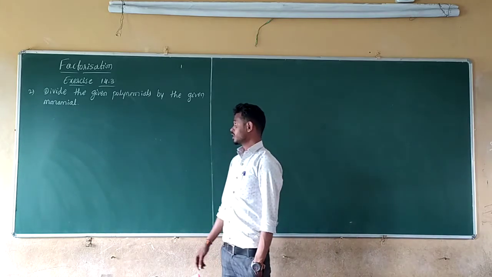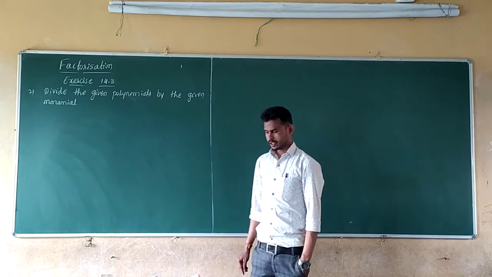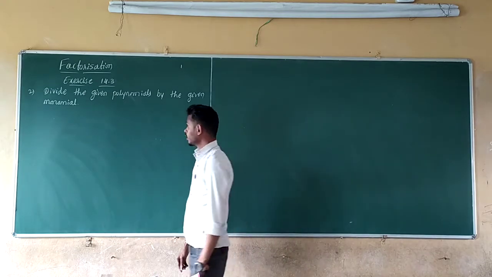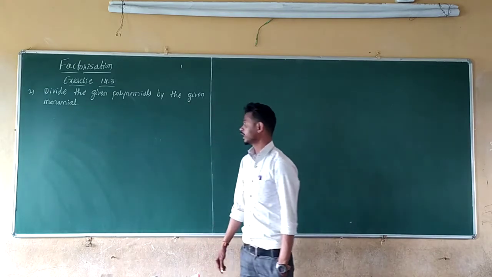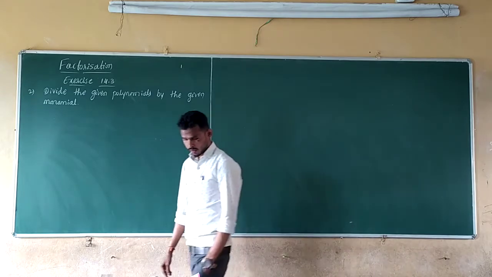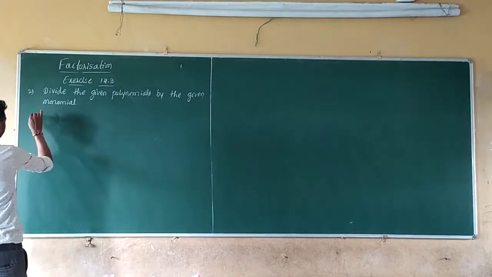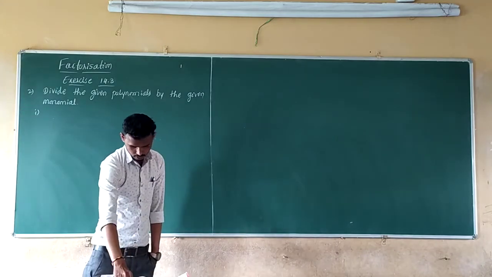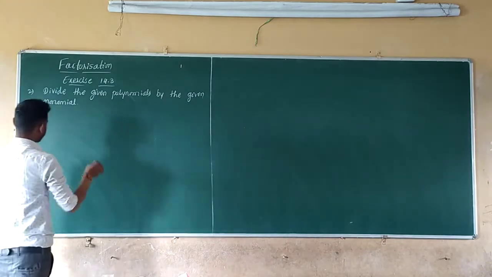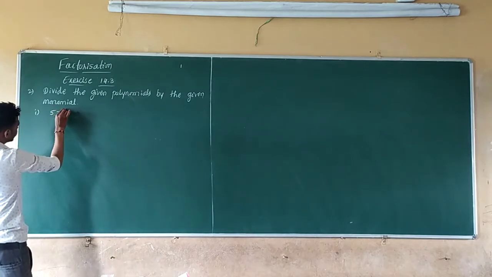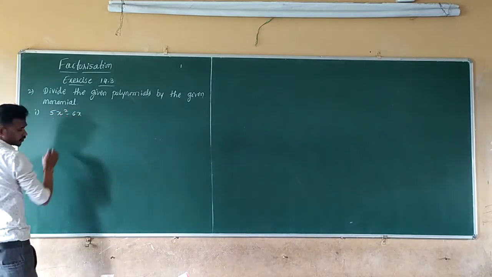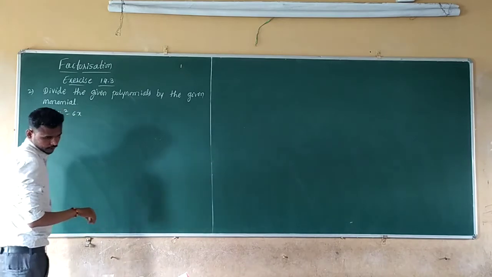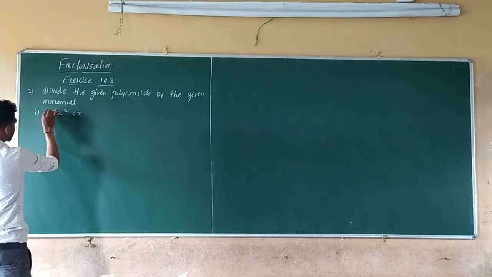In exercise 14.3, let us see the next question, second main. Divide the given polynomials by the given monomial. The first one, 5x square minus 6x divided by 3x.